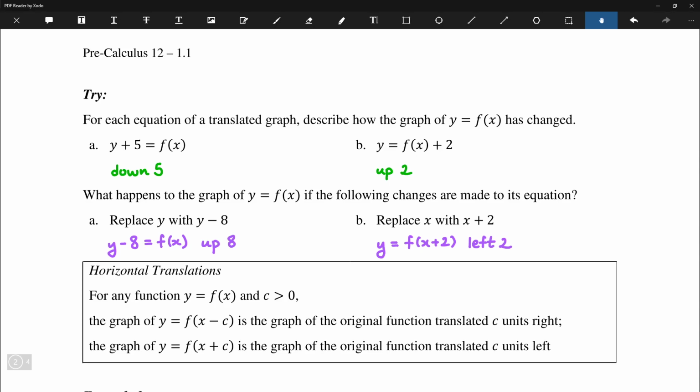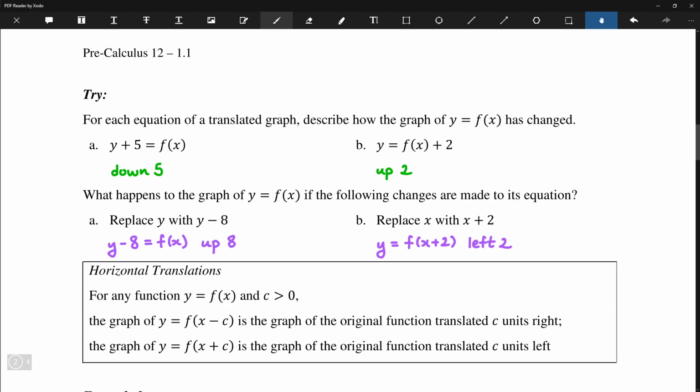Okay, so the following box, horizontal translation: for any function y equals f of x and c is greater than 0, y equals f of x minus c moves the graph to the right. y equals f of x plus c moves the graph to the left.